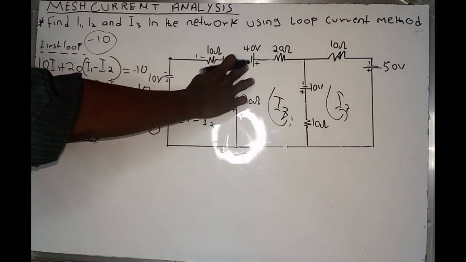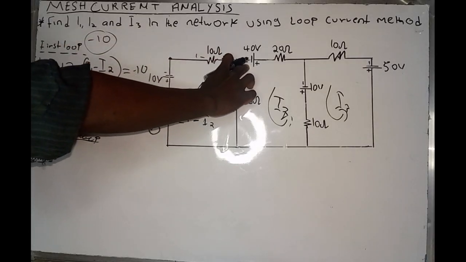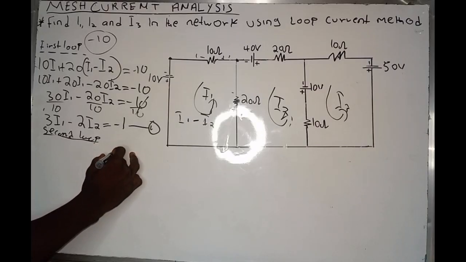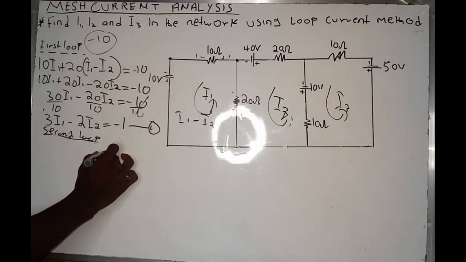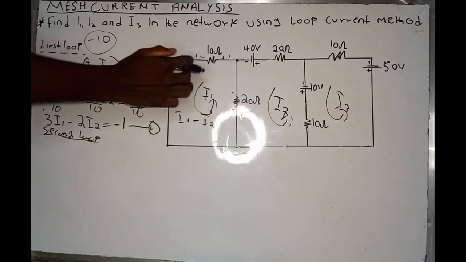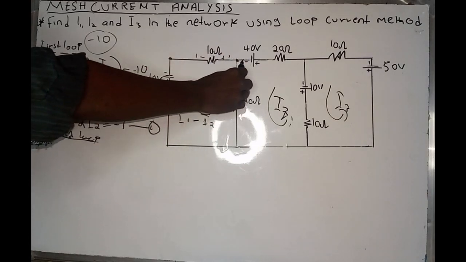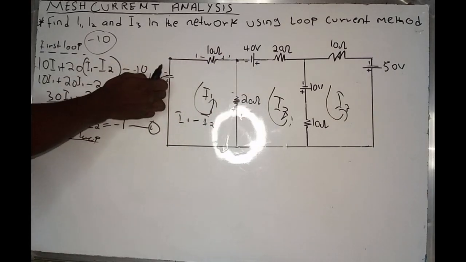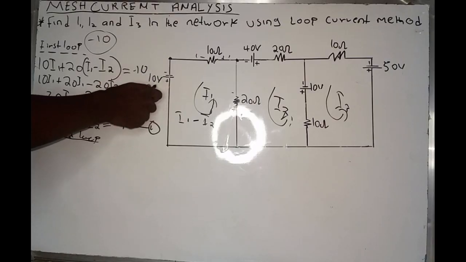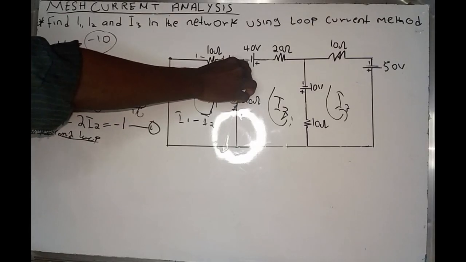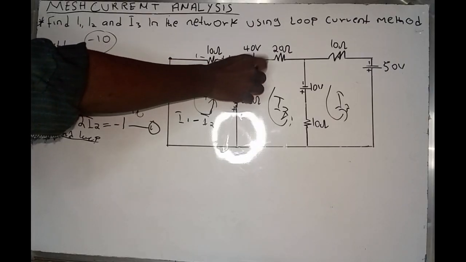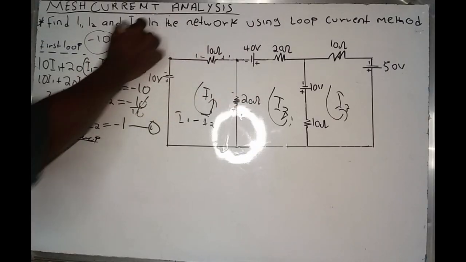the current moves from the negative terminal to the positive terminal. So if I say 40, the current started moving from here, from the negative sign. As you can see from the first loop, the current starts from the positive and ends with negative. But here the current starts with negative and it will end with positive. So I have 40.